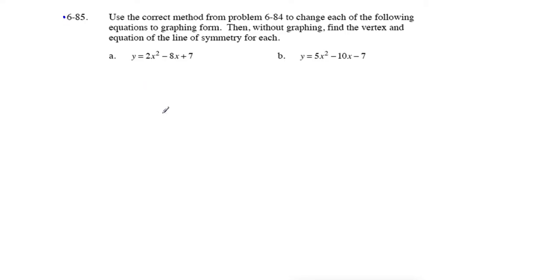685. Use the correct method from problem 6-84 to change each of the following equations to graphing form. Then, without graphing, find the vertex and equation of the line of symmetry for each.